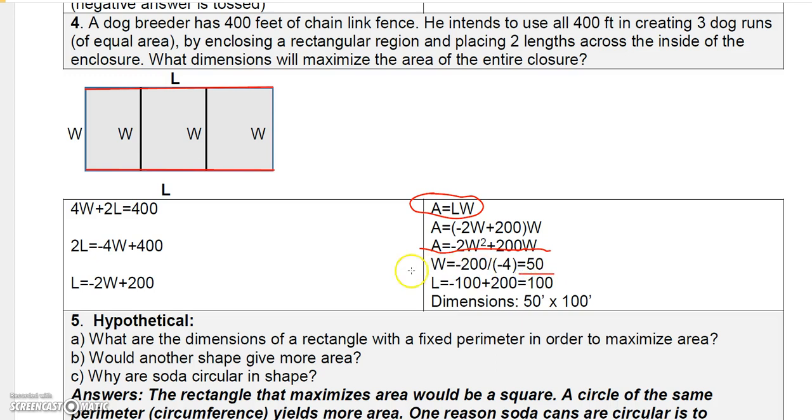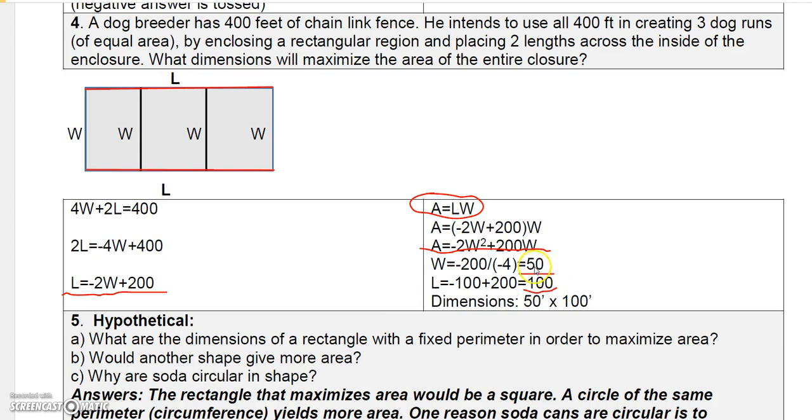So the width is 50, and now if I want to know the length that's going to maximize the area, I can just plug the width in here. And so minus 2 times 50 is negative 100. Add that to 200, and I get 100. So the length is 100.